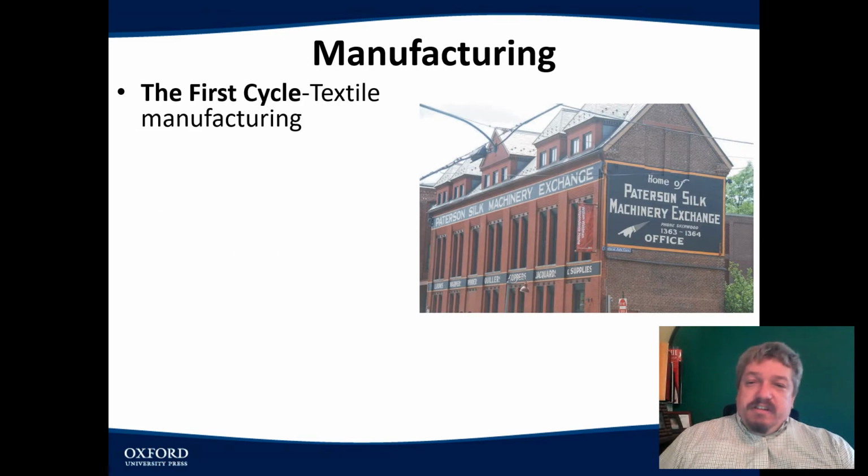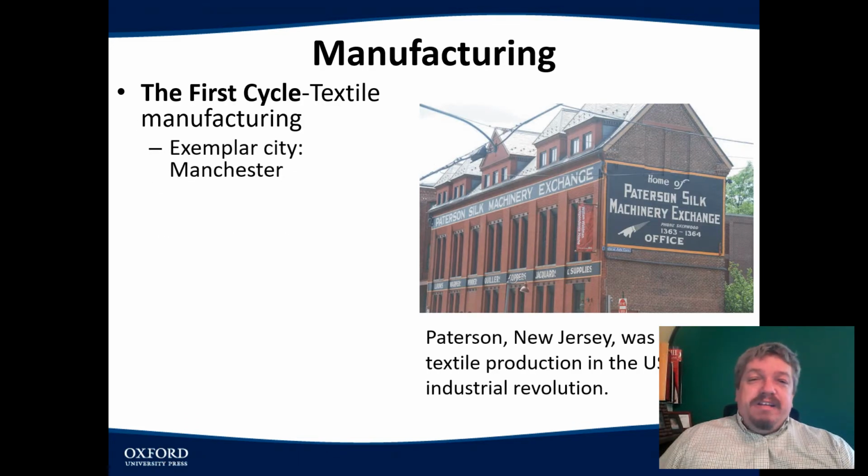The very first cycle, manufacturing, is centered in Manchester, England. Manchester, England is considered the first industrial city of the world. Some of the first factories were built there. And with this, you have this rise of the manufacturing city. You have large numbers of people coming from the countryside to work in the factories. And for the first time, you have large working class populations.